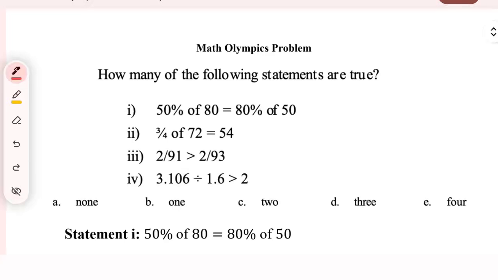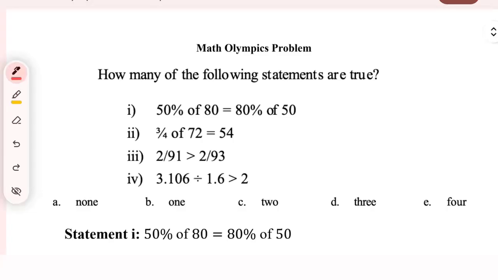This is the easiest math Olympics problem I've seen so far. So, this is the question. How many of the following statements are true? We are given 4 statements, 1, 2, 3, and 4. We just need to prove if these statements are true.